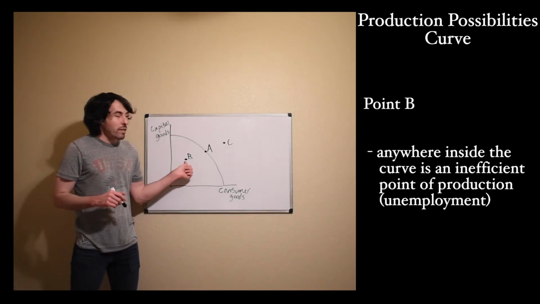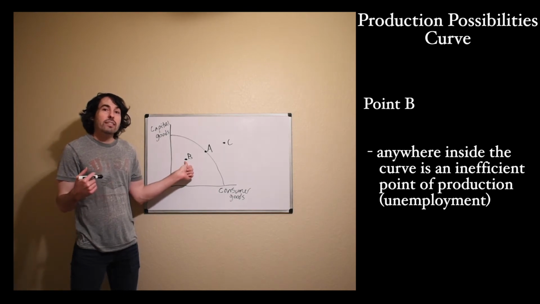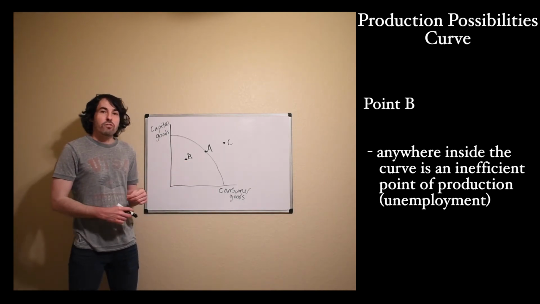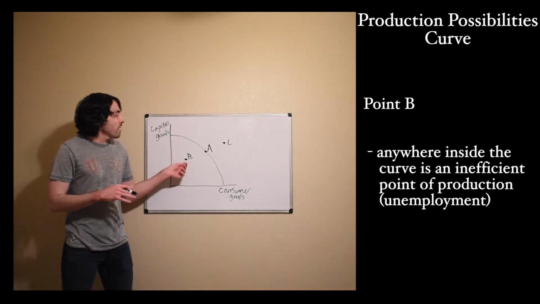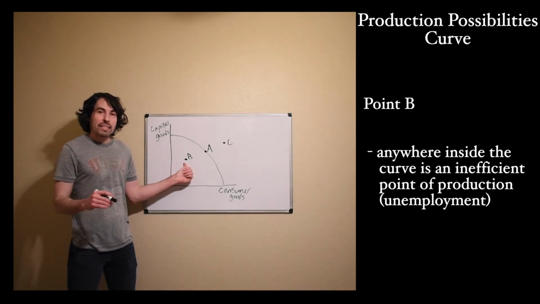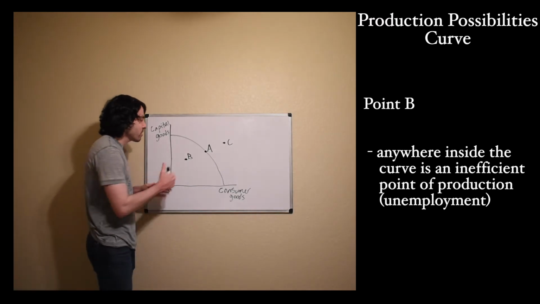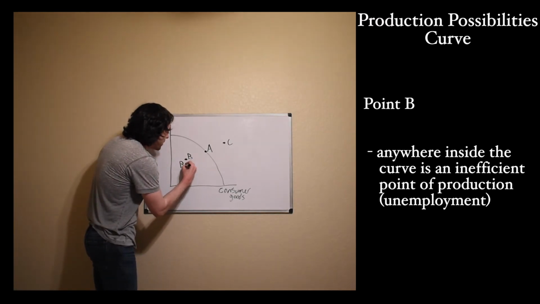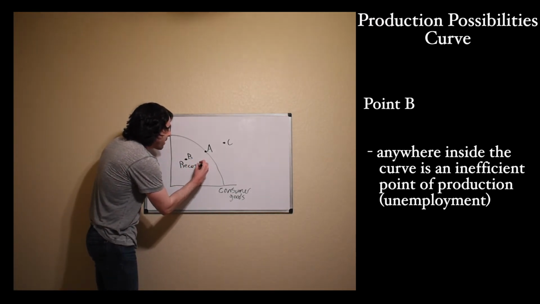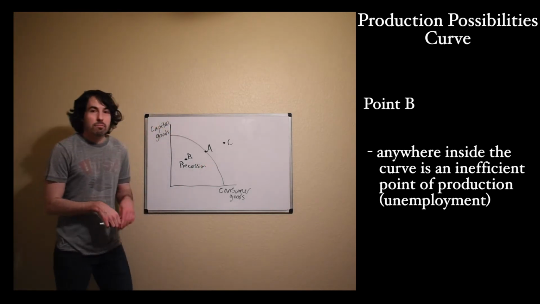All right, this next point, point B, represents an inefficient use of resources. This is unemployment. This would be a recession. This is an economy that has gone into recession. In fact, I'll write it right there. This is an economy that's gone into a recession, and they are experiencing high unemployment.